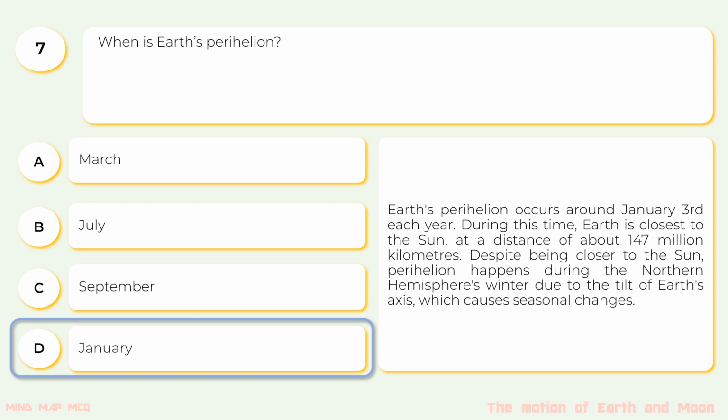During this time, Earth is closest to the Sun at a distance of about 147 million kilometers. Despite being closer to the Sun, perihelion happens during the northern hemisphere winter due to the tilt of Earth's axis, which causes seasonal changes.